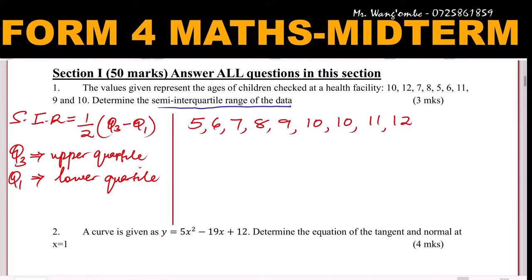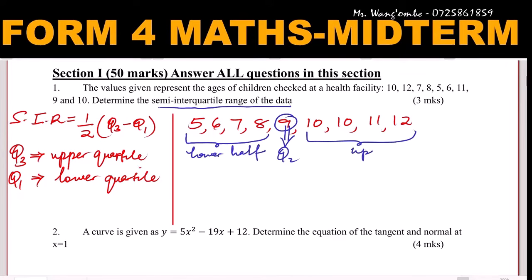After doing that, you need to divide this set of data into two halves. I'll do that by first getting the median. You can easily identify the median. The middle value is here. That is Q2, the median. After identifying the median, we have two halves left. This is the lower half, and this one is the upper half.